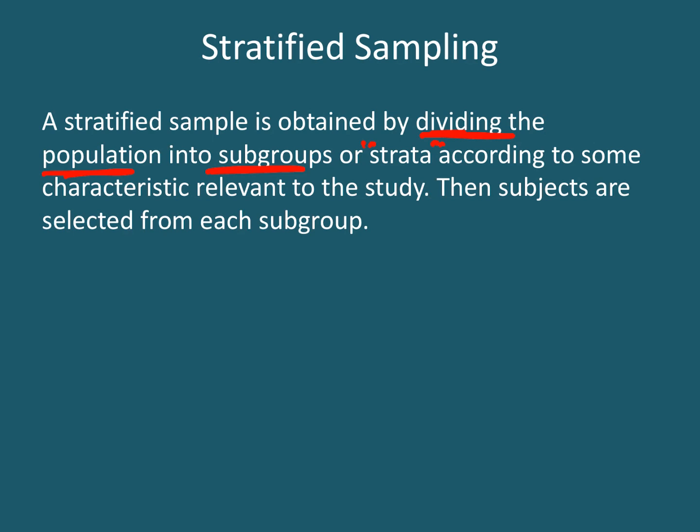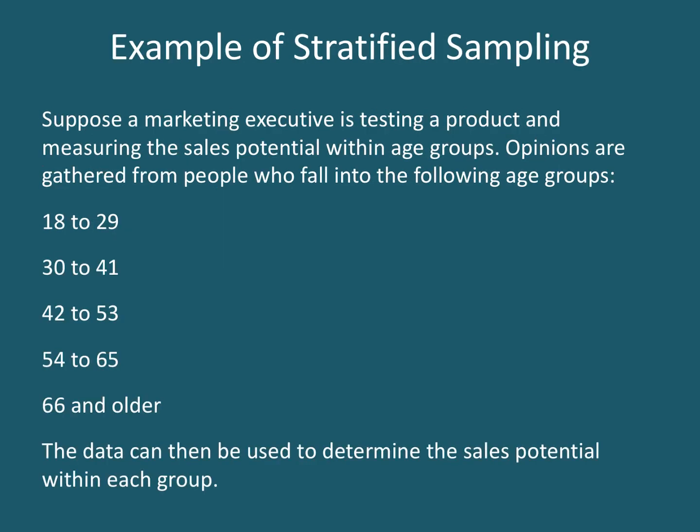So we can go ahead and do an example of stratified sampling. Let's suppose a marketing executive is testing a product and measuring the sales potential within age groups. Opinions are gathered from people who fall into the following age groups. So we've got the younger ones at 18 to 29. We've got maybe the career-oriented folks from 30 to 41. The middle-aged folks here, 42 to 53. And then we're getting people closer to retirement, and then obviously people that are retired and elderly folks.